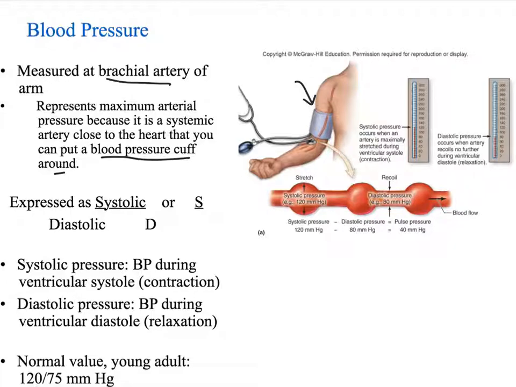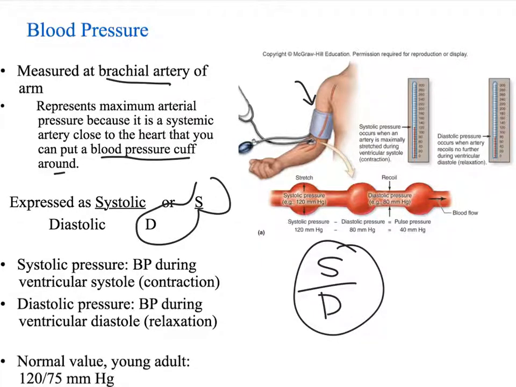Okay, now blood pressure is measured as systolic over diastolic, so S over D. Okay, so systolic is the top pressure. So remember what systole was again? So systole is when the ventricles contract, and diastole is when they relax. So what we're doing is we're measuring the highest pressure and we're dividing it by the lowest pressure. Okay, so S over D.